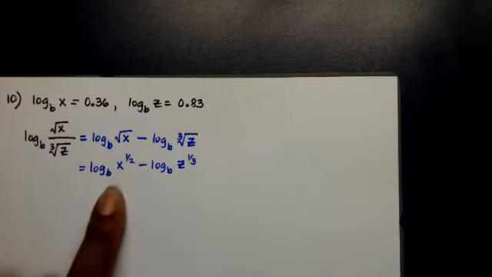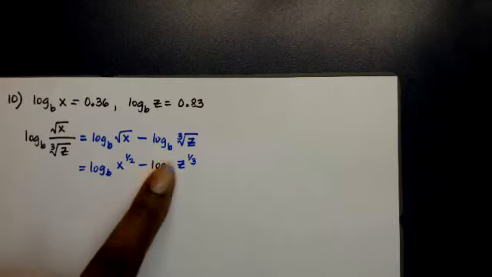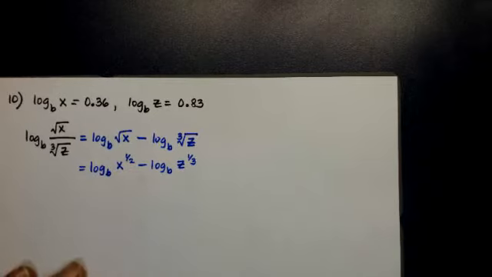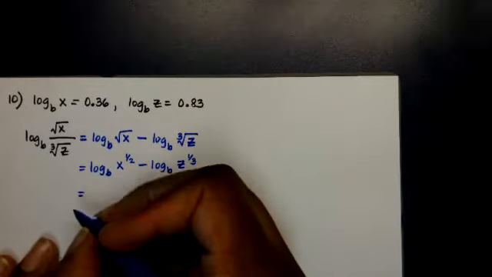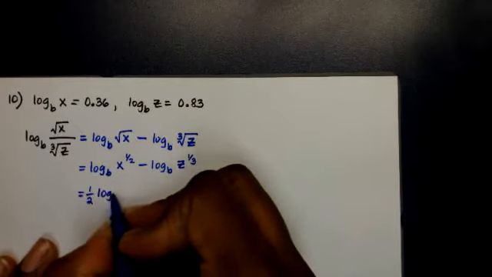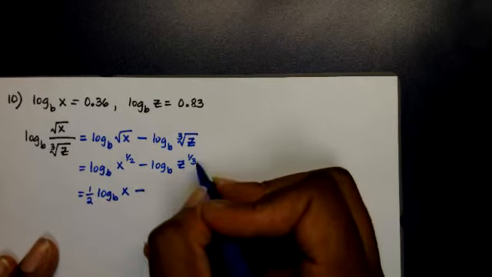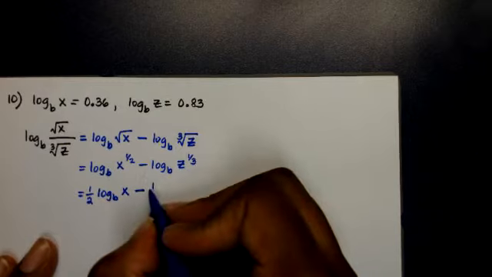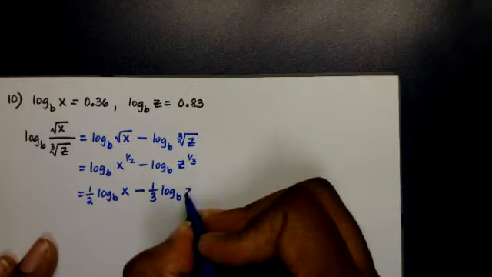Then next, on each of these terms, I'll apply the power rule since I have exponents here. I'll put those exponents in front of the logarithm. So log to the base b of x to the 1/2, using the power rule, will be 1/2 in front times log to the base b of x, minus, using the power rule on this term, I'll pull the 1/3 in front of log to the base b of z.